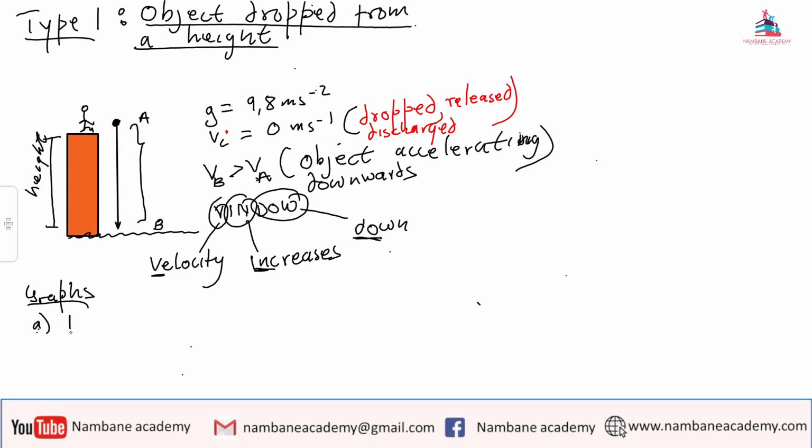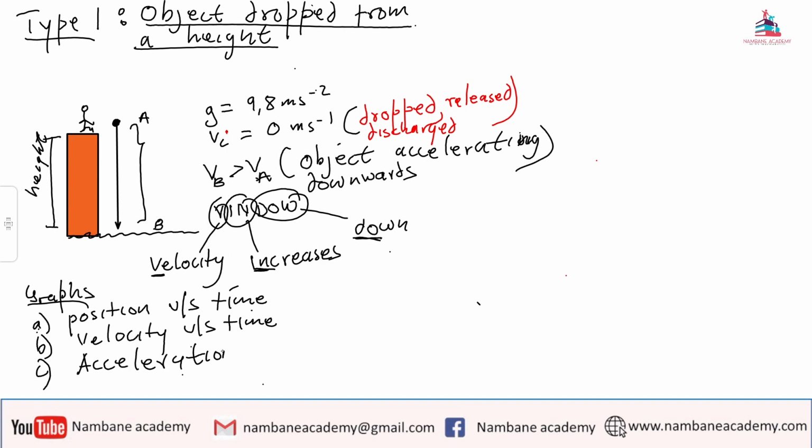From this, can I be in a position of drawing the following graphs? A, can I draw position versus time? B, can I draw velocity versus time? C, can I draw now acceleration versus time? It's just easy concepts that I want us to look at. From this statement, without any values whatsoever, can I draw all these three graphs? In this instance, I only have downward motion because it is dropped from a certain height.